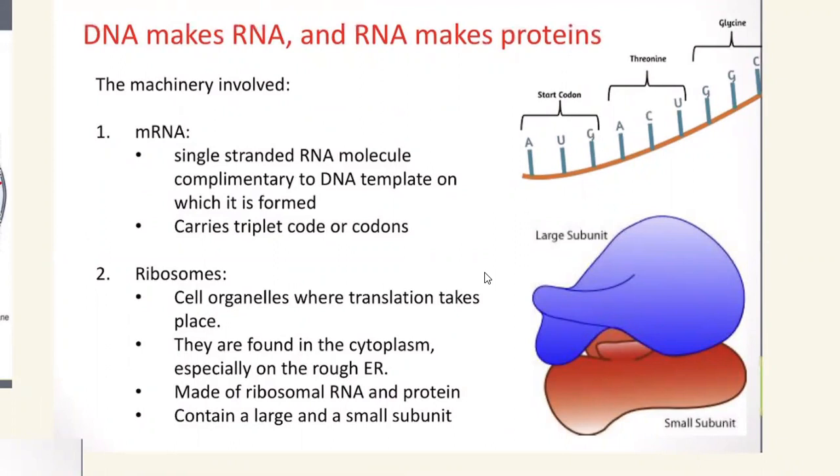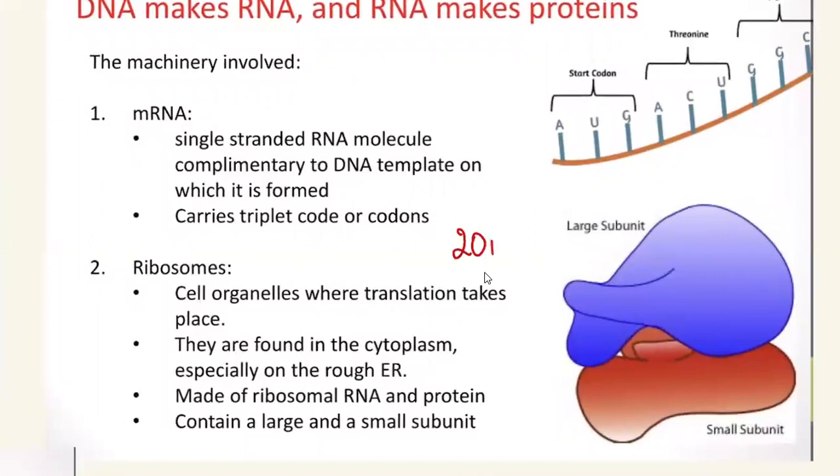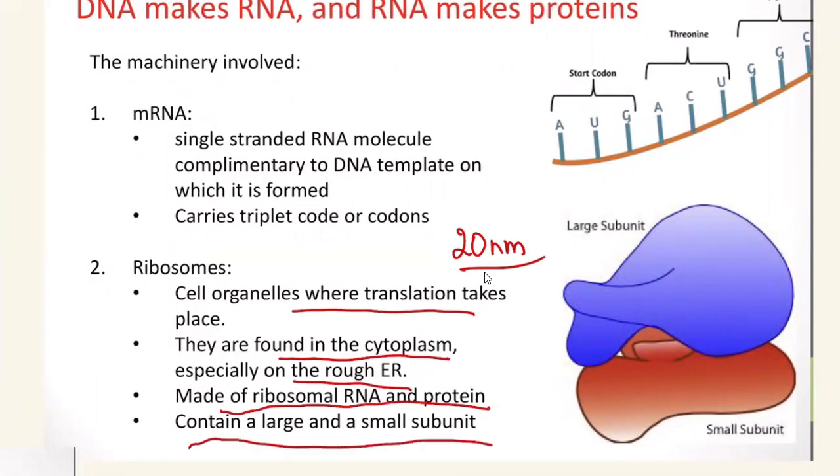So here you can see that your textbook says, ये सारे point आपके textbook से ही लिए हैं कि what is ribosome? It's a tiny organelle. इतना छोटा कि नजर भी नहीं आता ना. We can't even see it under the light microscope. It is 20 nanometers in size, right? So it's an organelle where translation takes place. They are found in the cytoplasm and on the rough ER, okay, made of ribosomal RNA and protein, and contain a large and small subunit. If you want to know the composition of this ribosome, it is made up of ribosomal RNA, rRNA, and it is made up of protein.